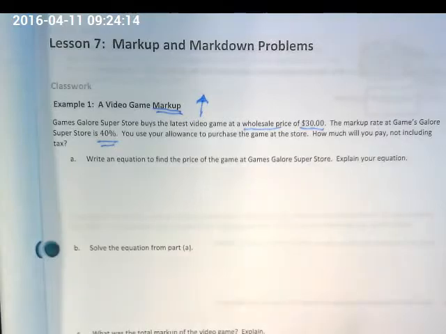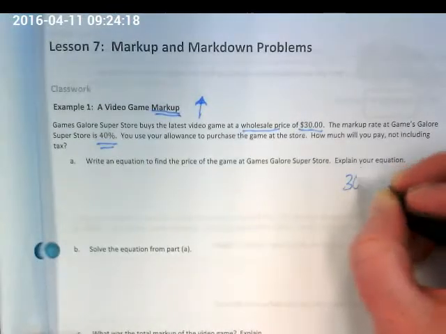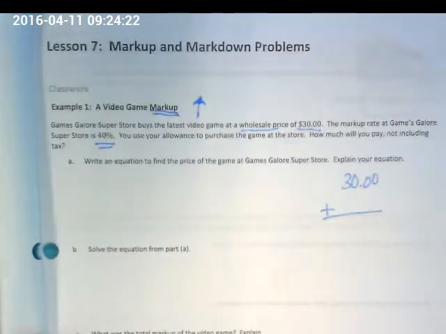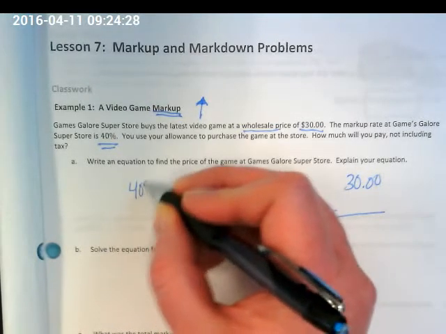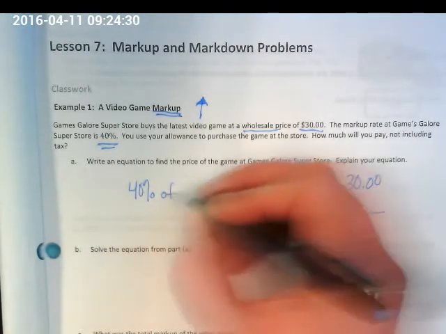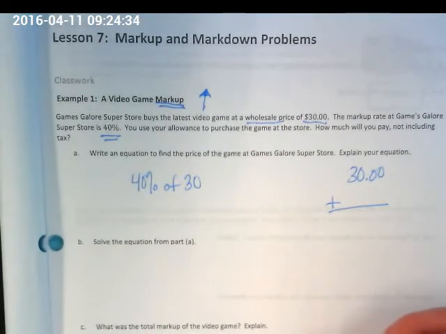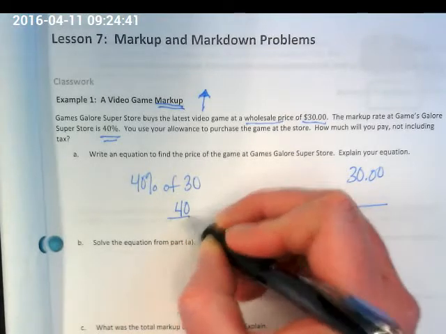So what's their base price? $30. At the end, we're going to be adding $30 to whatever we figure out is the 40% markup. So we're doing 40% of 30. 40% of 30. So we're going to write this as a proportion.